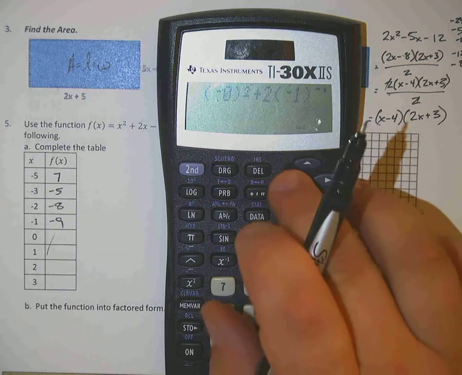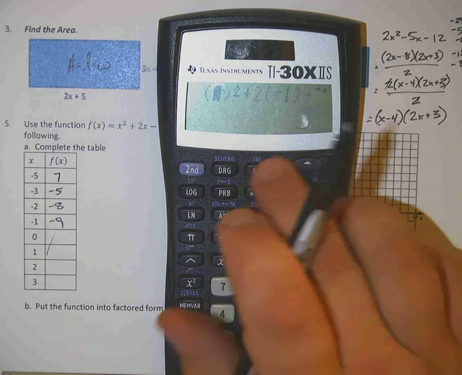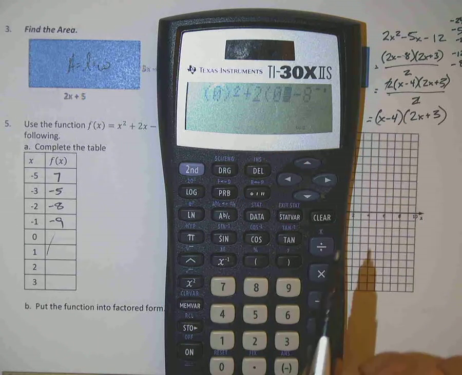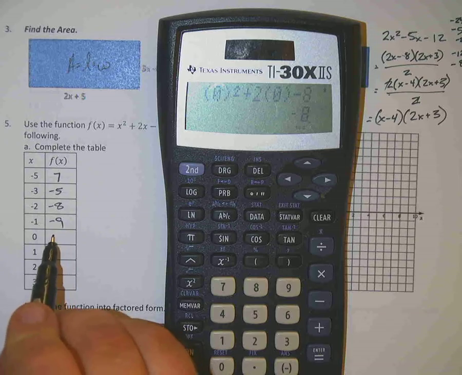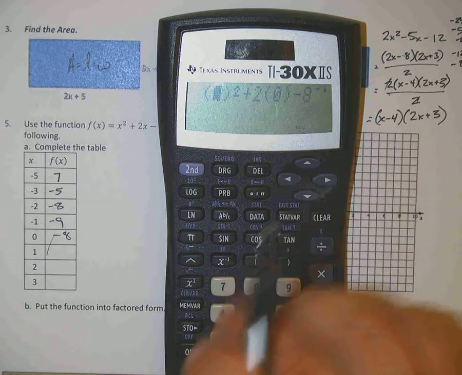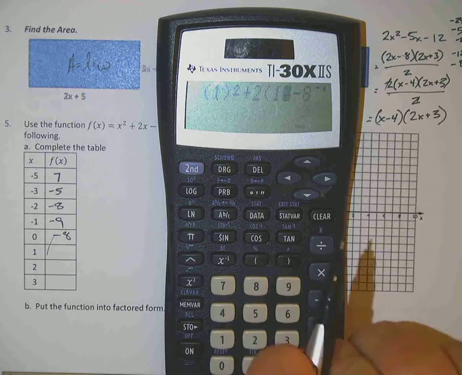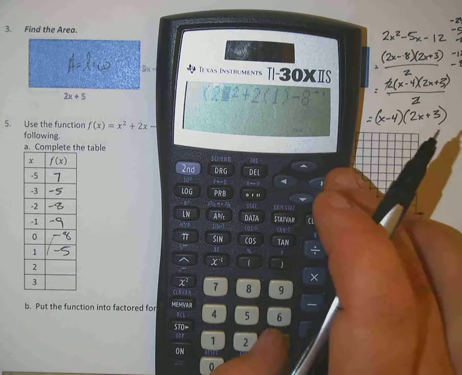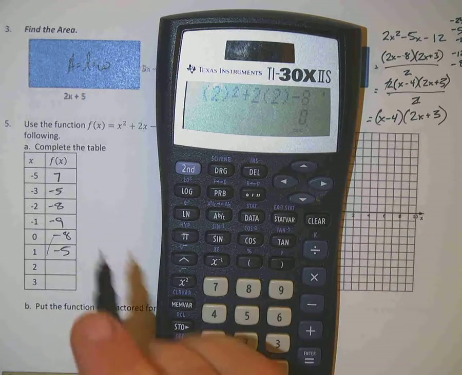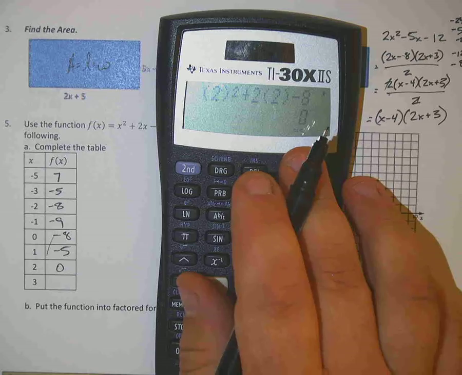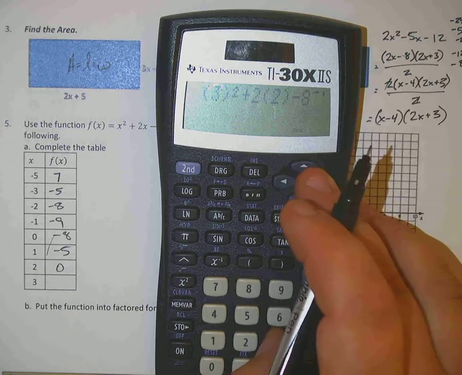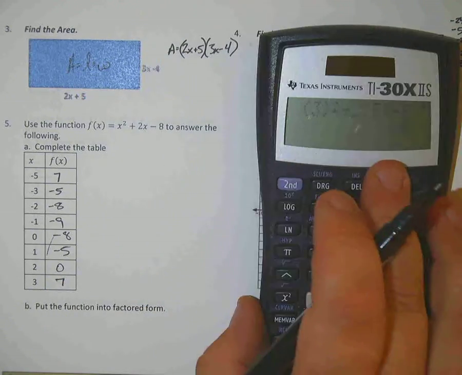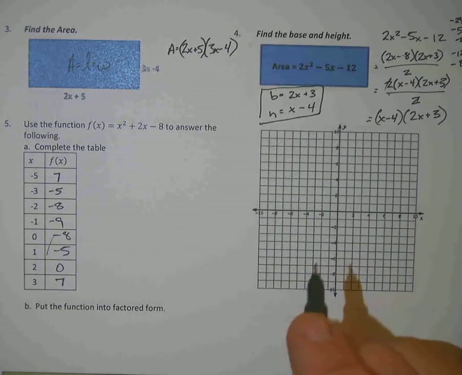Let's see what happens at 0. I go ahead and hit this delete button to get rid of the negative because 0 isn't negative. So I can hit delete for the 0 there, and I get negative 8. When I plug in 1, I get negative 5. When I plug in 2, I get 0. And when I plug in 3, I get 7. So that is the table of values.